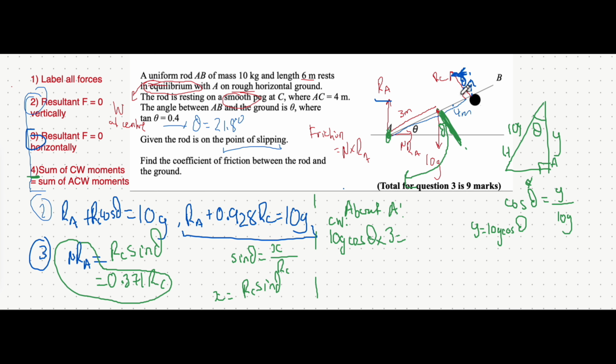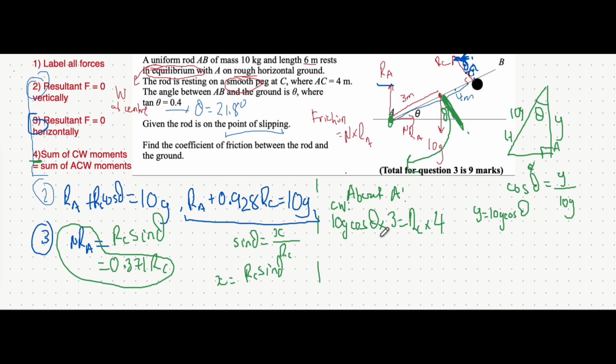This force RC is already perpendicular to the surface, so we don't need to take into account components here. We can just take the force directly and multiply it by the distance from the pivot. So that's 4. And because we know theta and we know g, we're able to solve this for RC.